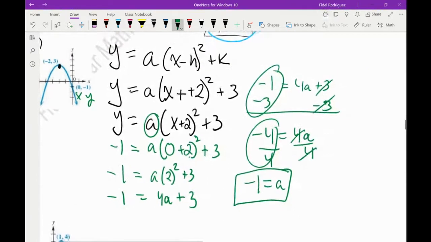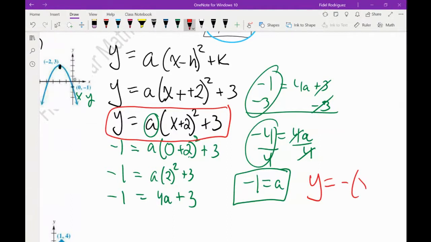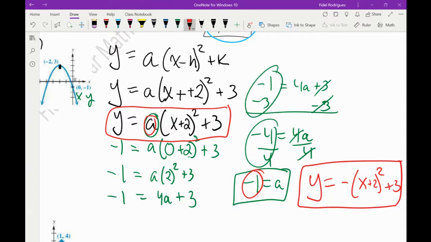So again, y'all, when I get to this step right here, all I'm going to do is write it like this. Y equals negative x plus 2 squared plus 3. And all we did is we put, instead of an a, we used the number -1.